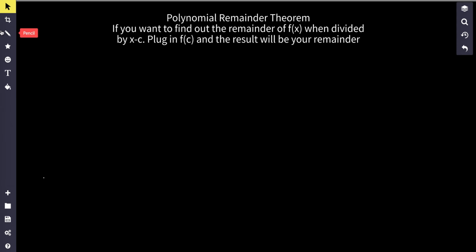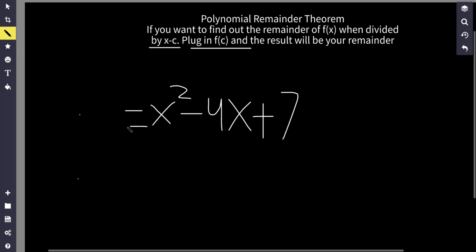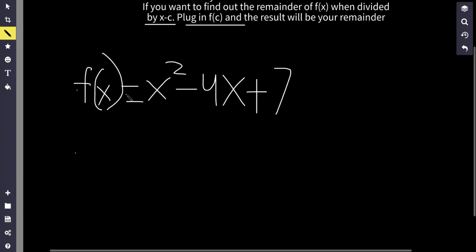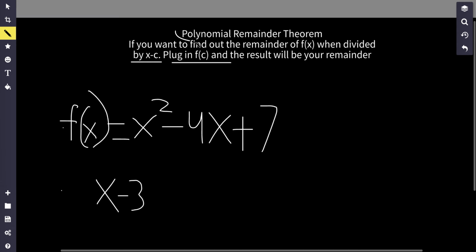The polynomial remainder theorem tells us that if you want to find out the remainder of f of x when divided by x minus c, just plug in c into f and your result will be the remainder. If I have a polynomial like this, x squared plus 4x plus 7, this is f of x. And we want to find out the remainder of this polynomial when I divide it by x minus 3. Now, obviously, one method to do it is synthetic division. However, a quicker way to do it would be using this theorem.